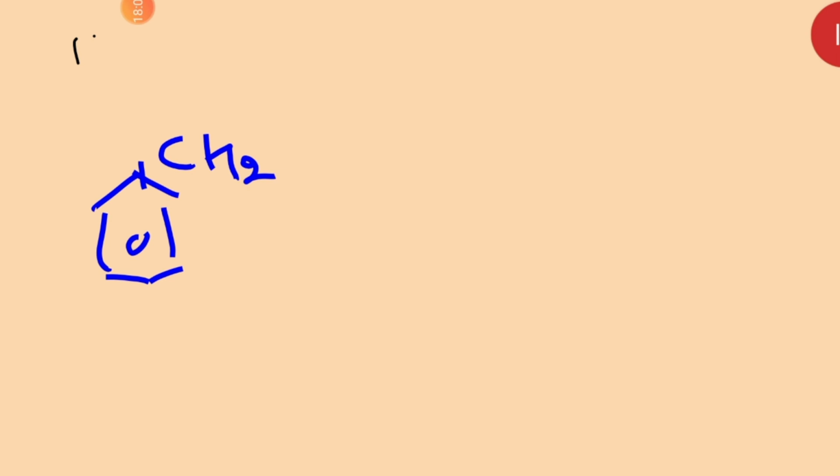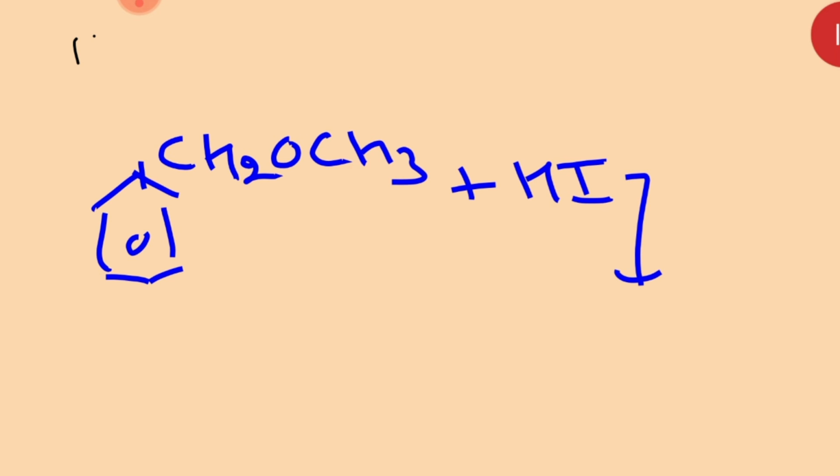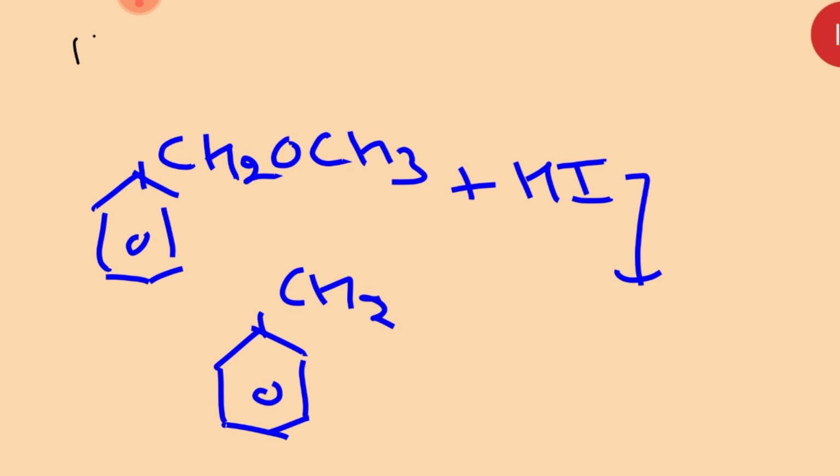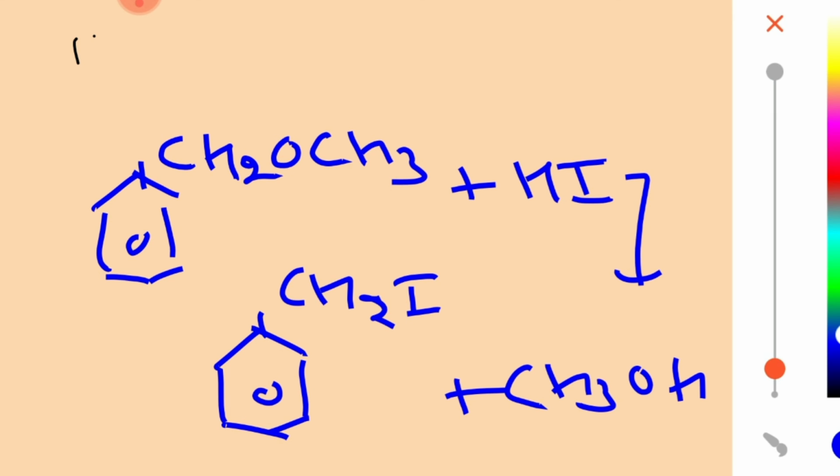Same way, students, we can do one more example here. Let this be benzene. Now I have C6H5CH2OCH3 with HI. Now what to do there? What is the product over there, beta? Here in this case we are getting C6H5CH2I and CH3OH.